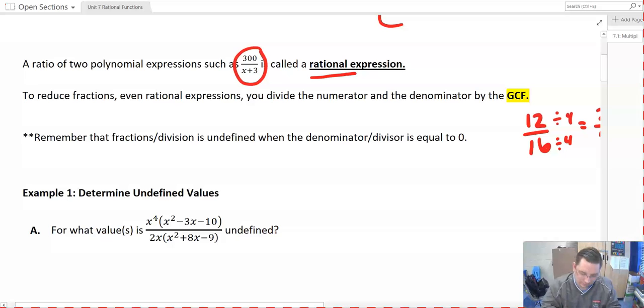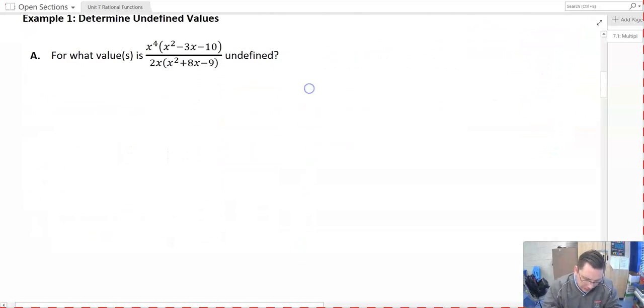So let's look at example 1 here. For what values is x to the 4th times x squared minus 3x minus 10, over 2x times x squared plus 8x minus 9, undefined? We want to know when that is undefined. Now, very quickly, we want to remember that things are undefined only when we're looking at the denominator. It has nothing to do with the numerator. I don't care about the numerator in this problem because we're just looking for when it's undefined.